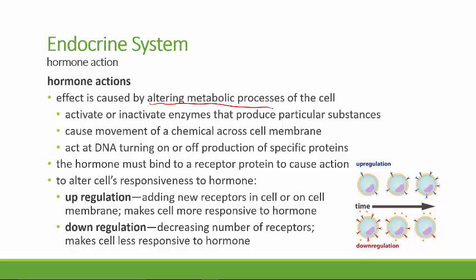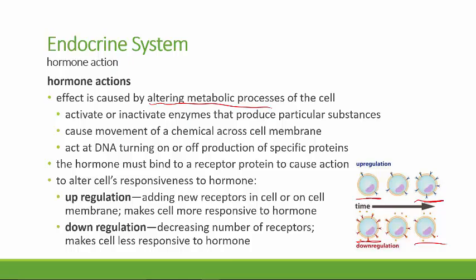So here we can see this would be upregulation. Here we have 2 receptors on the cell, and over time we can add more, while in downregulation, we have lots of receptors on the cell, and over time we can remove those receptors so that even if there's lots of hormone available, the cell has a minimized ability to respond to the hormone.